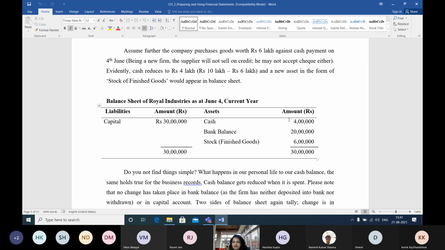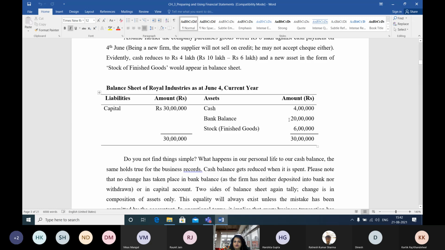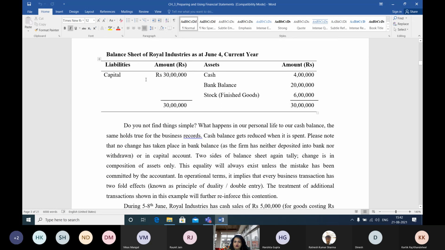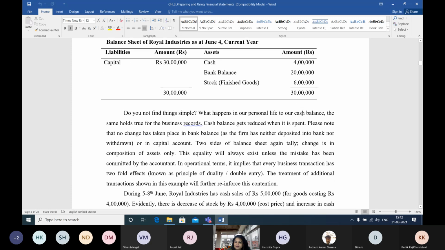So evidently cash reduces to 4 lakhs because 6 lakhs we have already spent, and a new asset in the form of stock of finished goods would appear in balance sheet. The stock of finished goods is basically your inventory. So again, the balance sheet will look like this. So all the capital has come in. Cash is of 4 lakhs. We have now bought inventory of 6 lakhs and our bank balance remains 20 lakhs. Hence the total assets also remain the same as total liabilities at 30 lakhs. Isn't this simple?